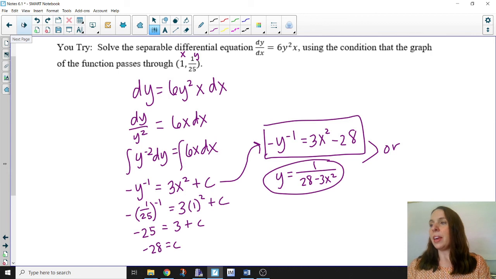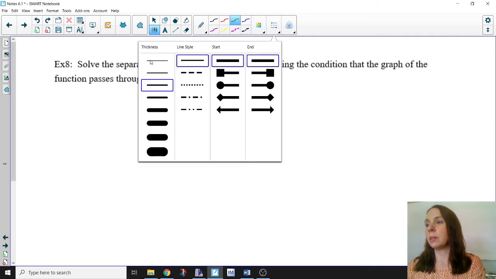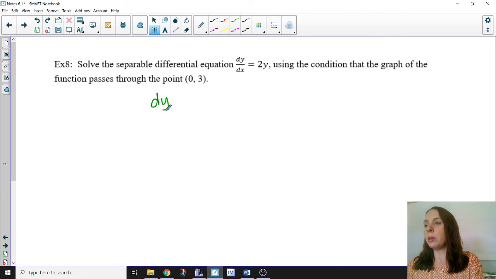Okay, finally, one more example to show you, and I want to, in particular, look at this one where we do solve for the y, because I think it makes more sense when we do. Take a look at example 8 with me to finish up. Solve the separable differential equation dy dx equals 2y using the condition that the graph of the function passes through the point 0, 3.